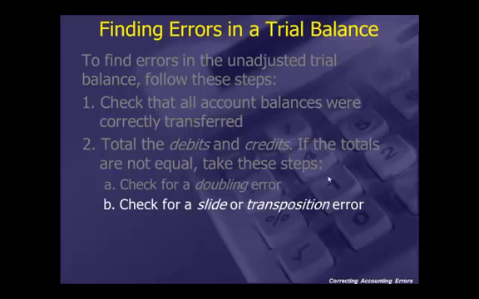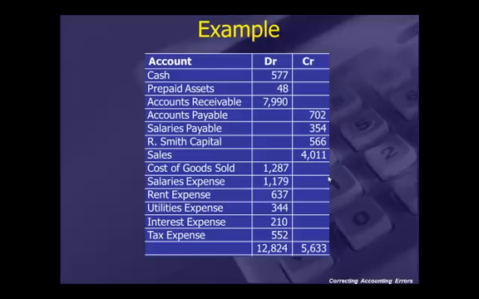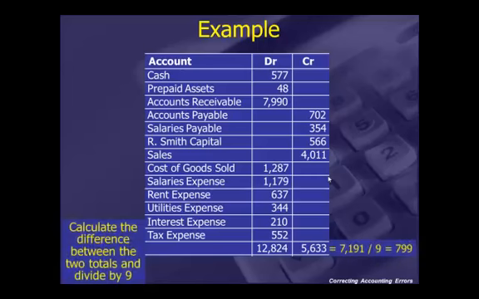The totals are not equal. We need to check for a slide or transposition error. So we're looking at this. You're scanning it. We're way out of balance. The debit total is much greater than the credit balance. Find the difference. To check for a transposition or a slide, you divide by 9. If it divides evenly with no remainder, no decimal, it's 799 in this case. That's indicative that it could be a transposition or a slide.